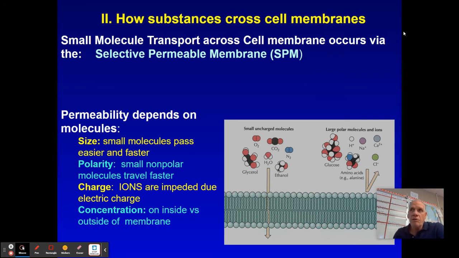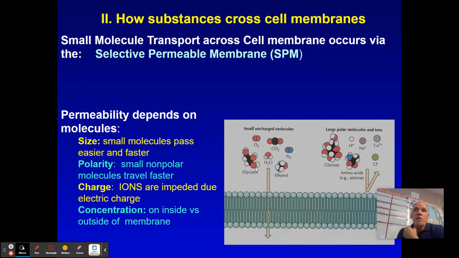So if you look at this picture right here, we see small uncharged molecules. Now, water is polar, and water can sneak through the membrane. However, it does it also slowly. And there are actually special transport proteins called aquaporins that help to move water. And it's really pretty recent, like the last 10 years maybe, that the importance of these aquaporins has come to light.